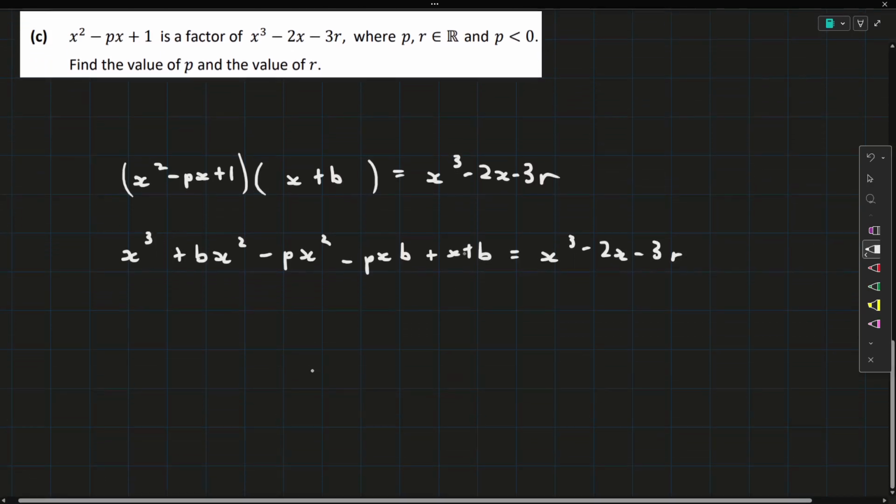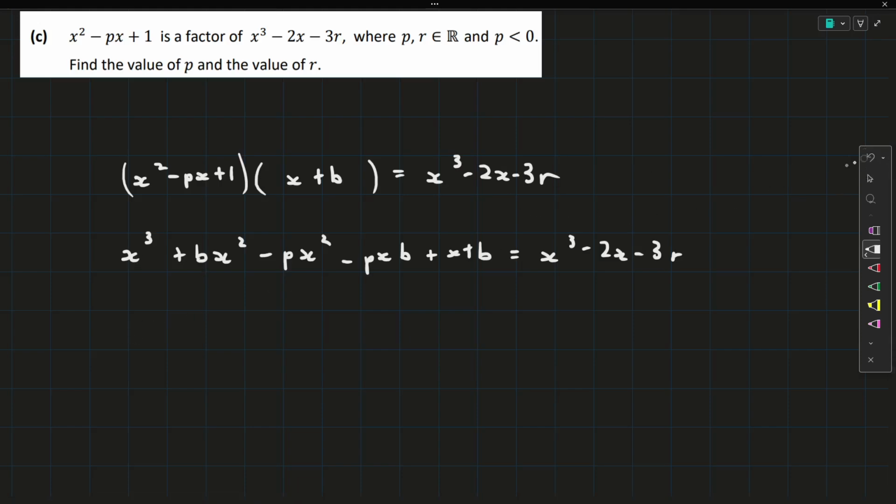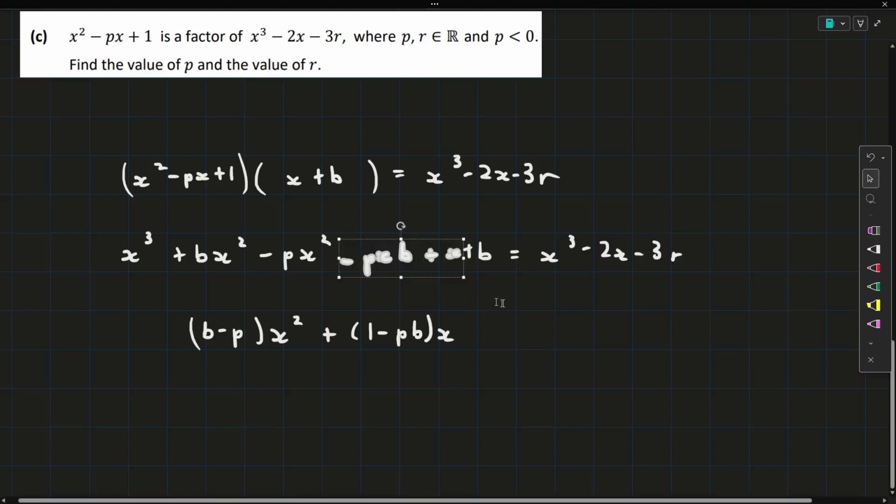Now we can compare, because this is an identity, we can compare the coefficients on both sides. So the x cubes don't matter, so I'm going to get rid of the x cubed, subtract them on both sides, they don't matter. In terms of x squared terms, we'll have b minus p, x squared on this side. In terms of x terms, we'll have plus, and then we'll have 1 minus pb x's. That's just factoring out an x from these terms.